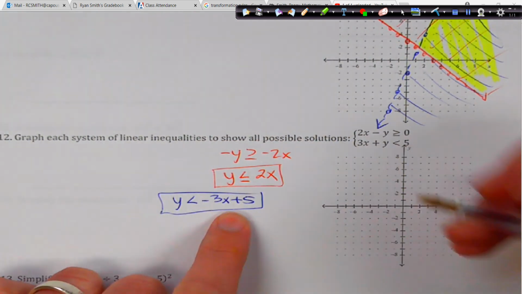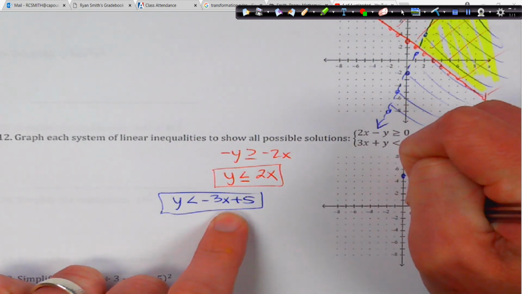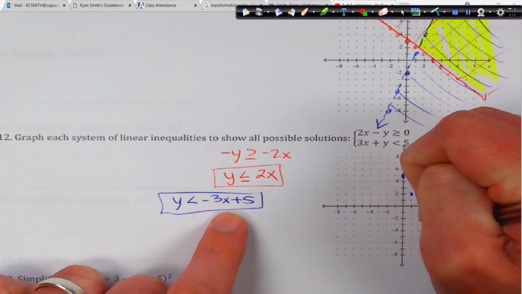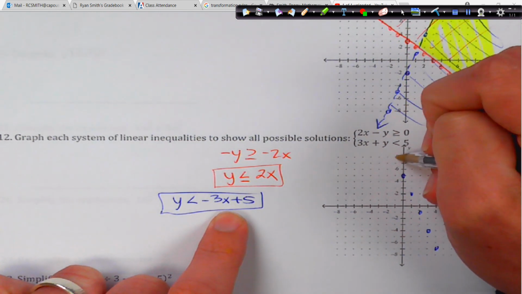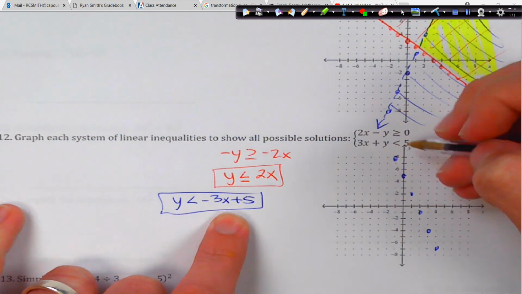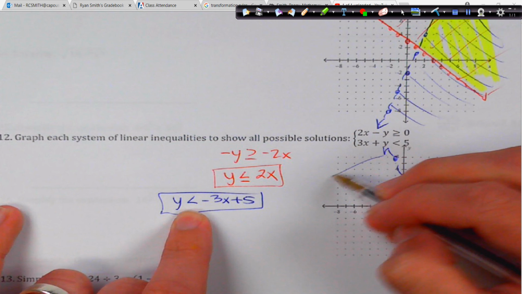So we start at 5. I'm going to go down 1, 2, 3 over 1, and repeat, then up 1, 2, 3, back 1. And that is a dashed line, and it's shading below.